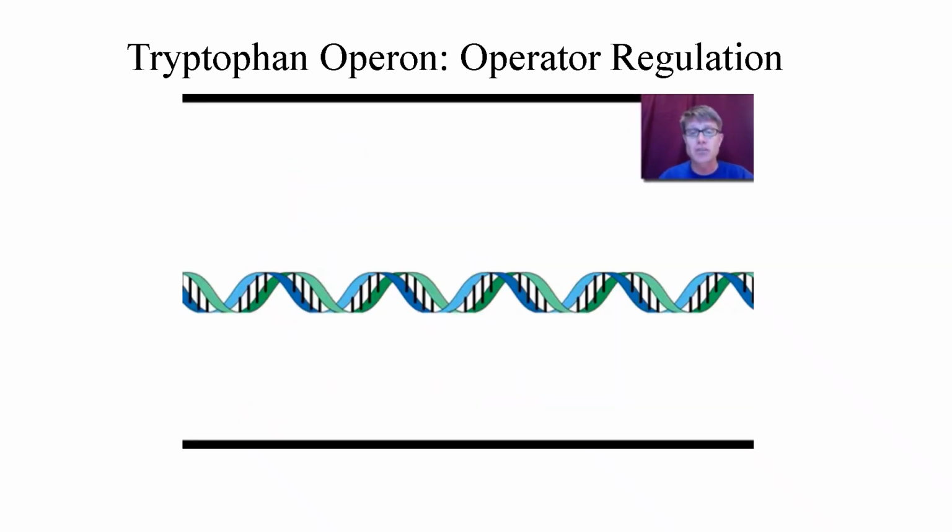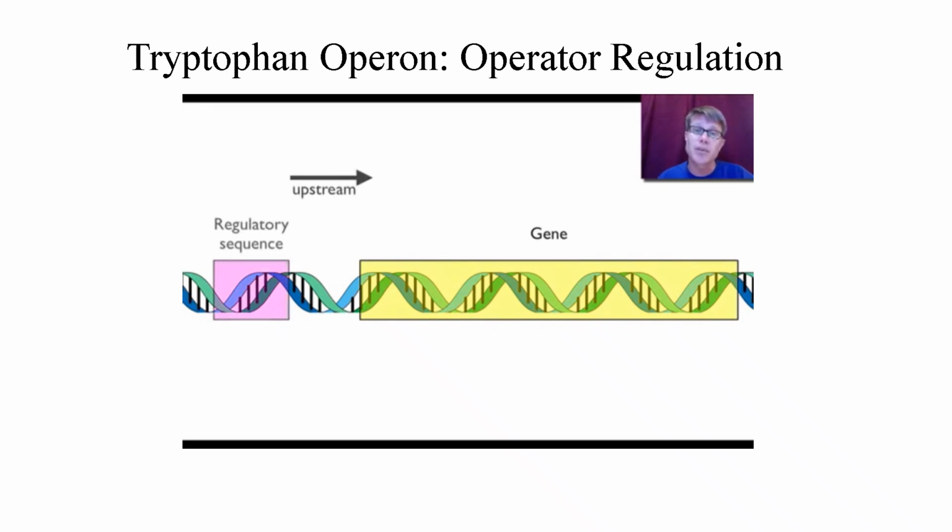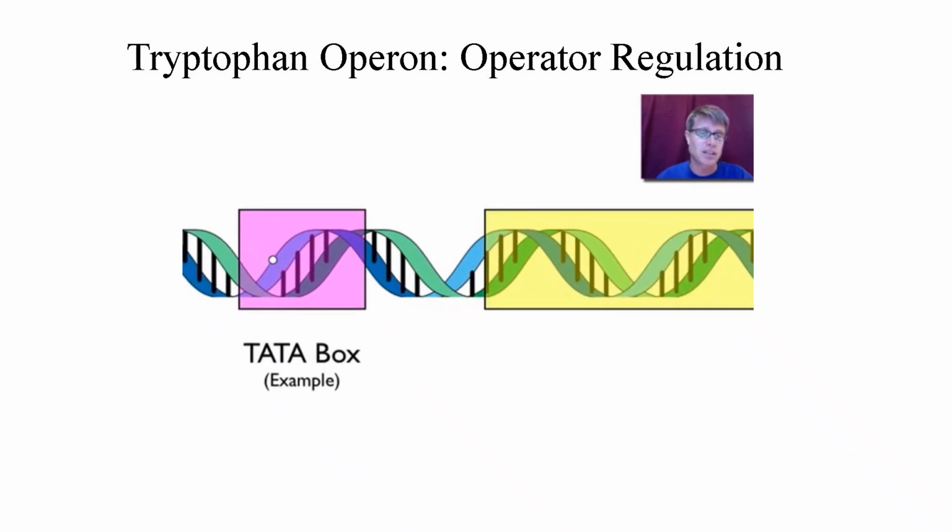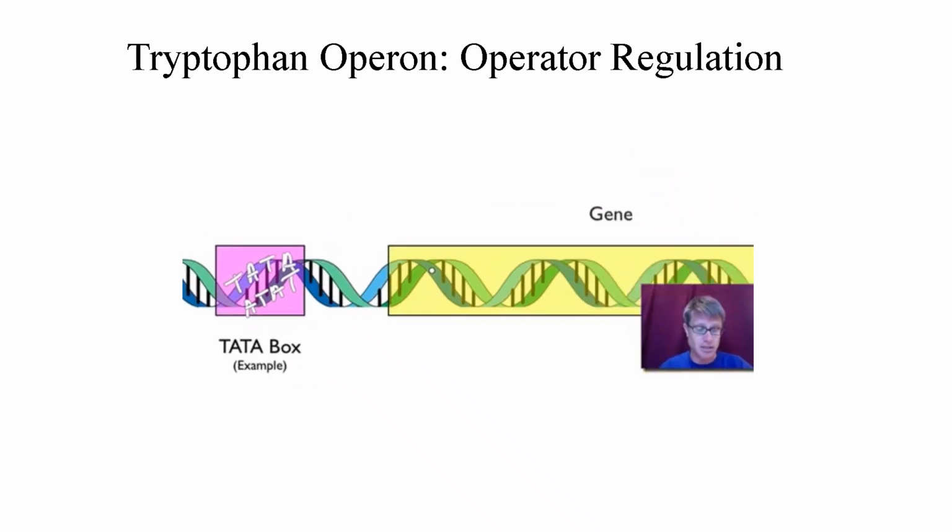And so this is generally what goes on. We've got a gene like this. Upstream of that, we have a regulatory sequence. An example of this in eukaryotes would be the TATA box. And the reason it's called a TATA box is you have a thymine, adenine, thymine, adenine. And on the other side, you'd have TATA backwards, complementary to that. And so this is simply a sequence above the gene that allows the RNA polymerase to get on.